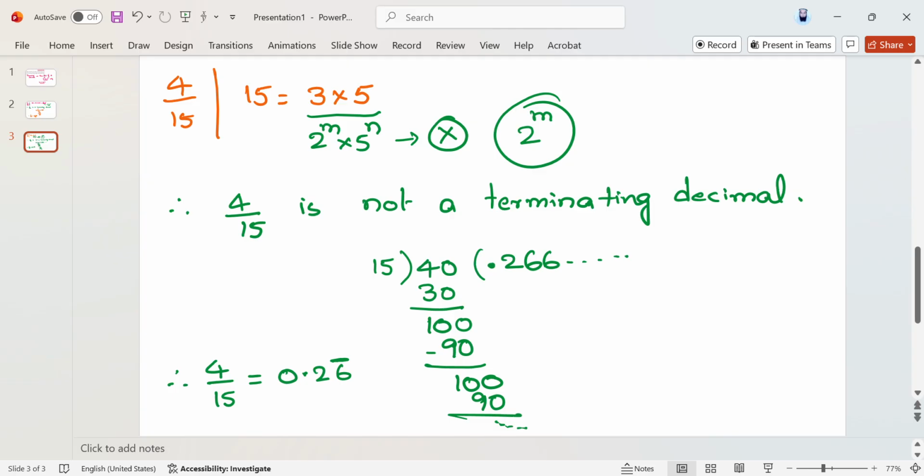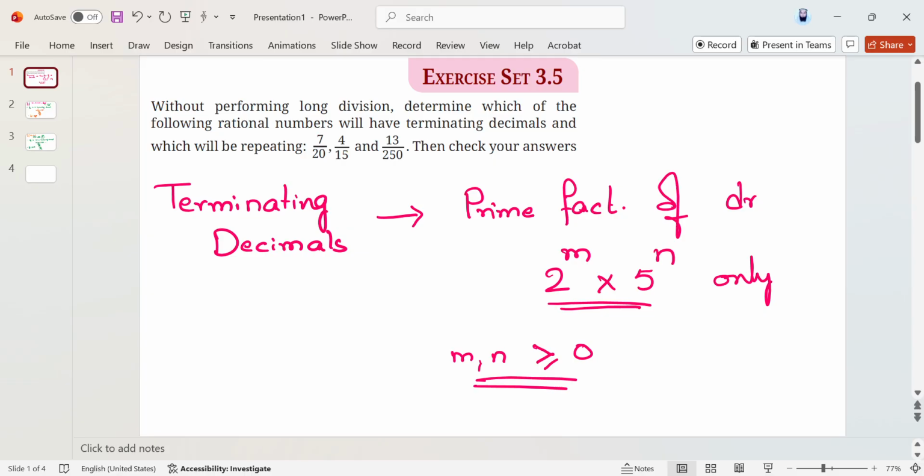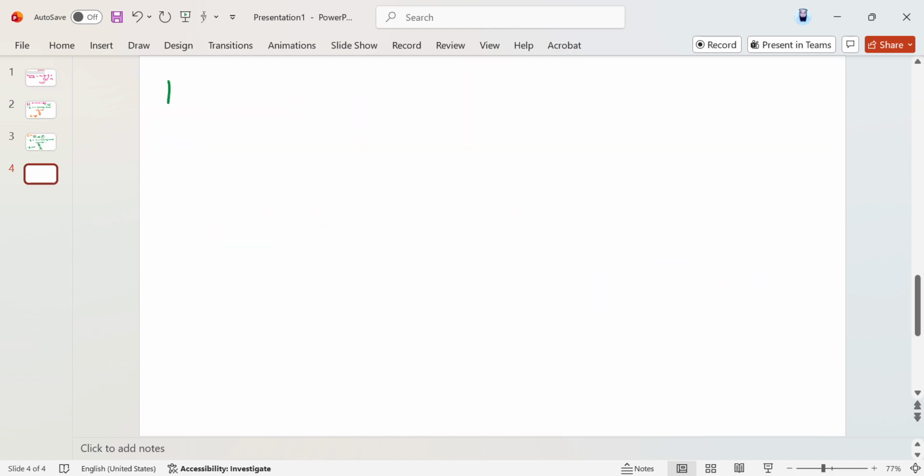Understood? So once you understand this concept, there is no need to perform long division. Without performing it, you can do it. So let us see the next one, 13 by 250. Now let us find out the prime factorization of 250. Since it is a bigger number, let me go with the actual prime factorization.